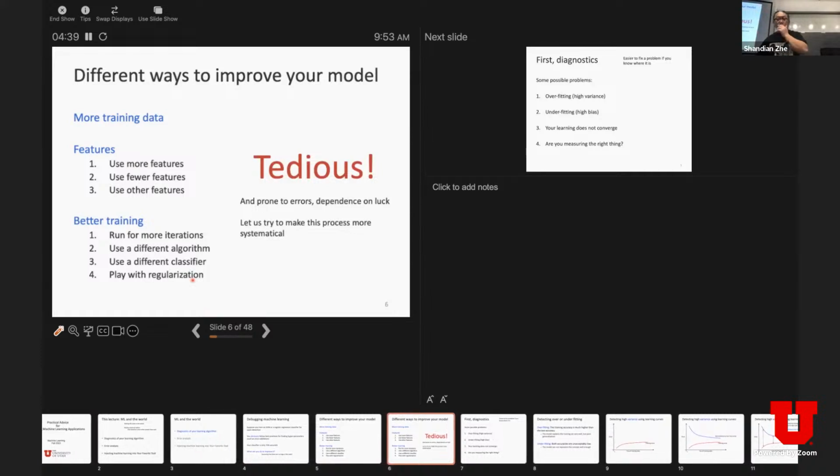However, if you just randomly or blindly combine all those techniques and tricks, you soon mess up. It's very tedious, you're prone to errors, and it's very easy to get lost. You don't know what happens.